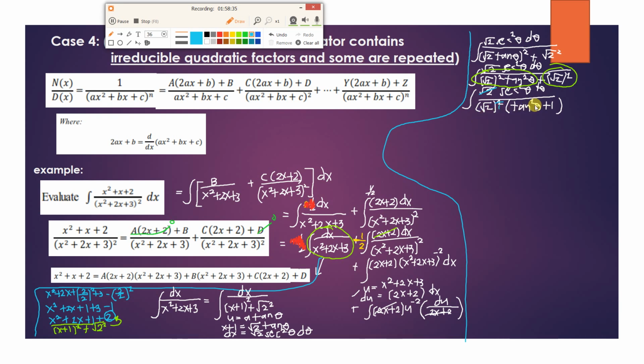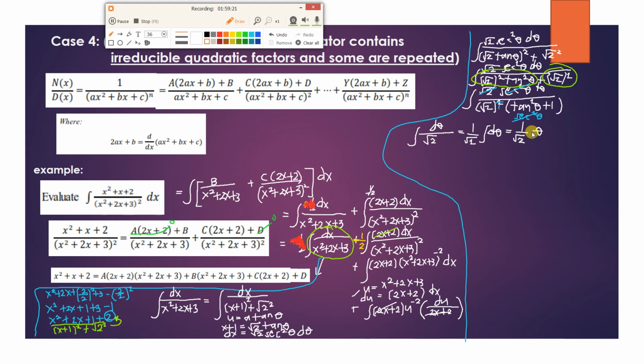Yung tangent squared theta plus 1, ang identities niya sa Pythagorean is secant squared theta. So, kung may secant squared theta ako sa taas, cancel na rin yung sa baba. So, may natira na lang tayong, okay, d theta na lang sa taas. Sa baba naman, may natira pa tayong isang square root of 2. So, pwede nang ilabas yung square root of 2, 1 over square root of 2, we have integral of d theta. So, pag in-integrate natin siya, we have theta plus c. Pero wala pa tayong plus c, no? Kasi hindi pa natin napagsasama yung dalawang terms.